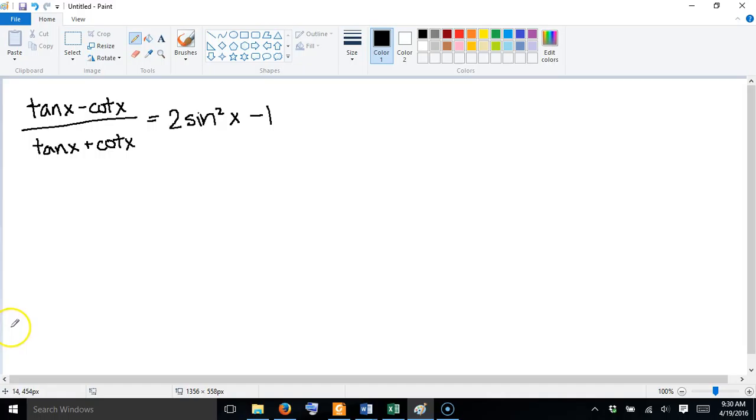Here's another verifying the equation is an identity. This is the more complicated side, so make this side look like this one. How I would start this out is change all of your tangents and cotangents into terms of sine and cosine. So tangent is sine over cosine, and cotangent is cosine over sine. And then same thing goes in the denominator.